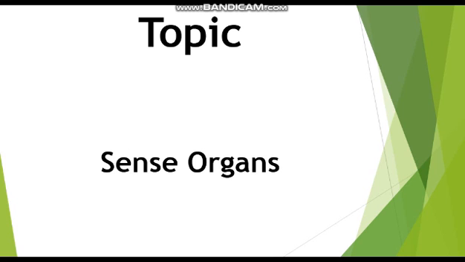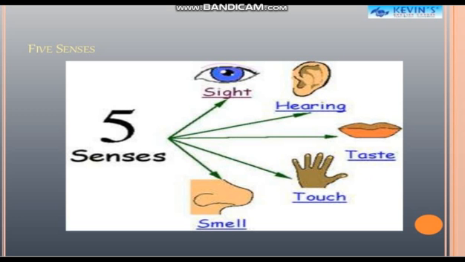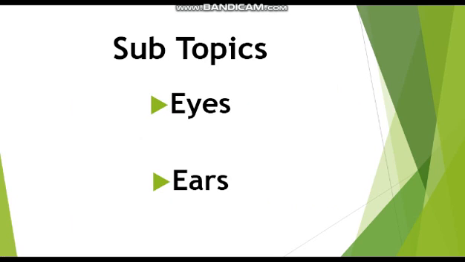Now this week's assignment topic is sense organs. Sense organs are basically specialized organs that help to perceive and respond to the world around us. There are 5 types of sense organs: eye, sense organ of sight; ear, sense organ of hearing; tongue, sense organ of taste; skin, sense organ of touch; and nose, sense organ of smell. The subtopics of this week are eyes, which are the sense organ of sight, and ears, which are the sense organ of hearing. First, I will go through the eyes.